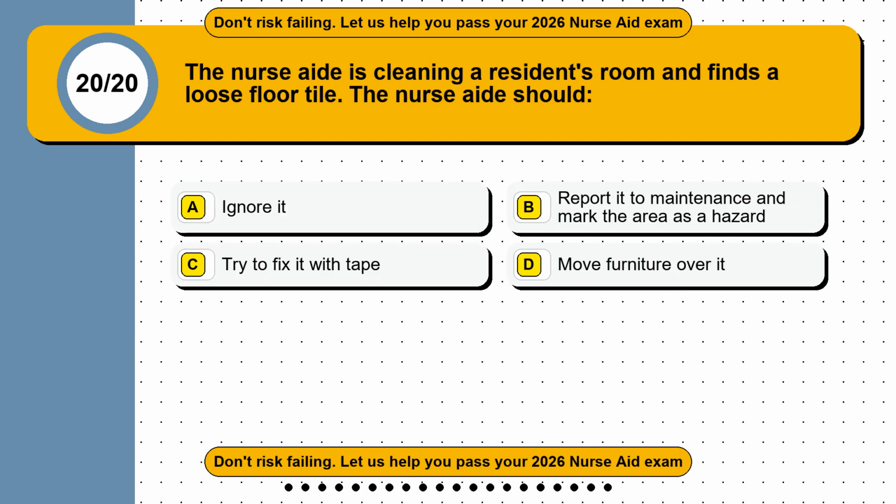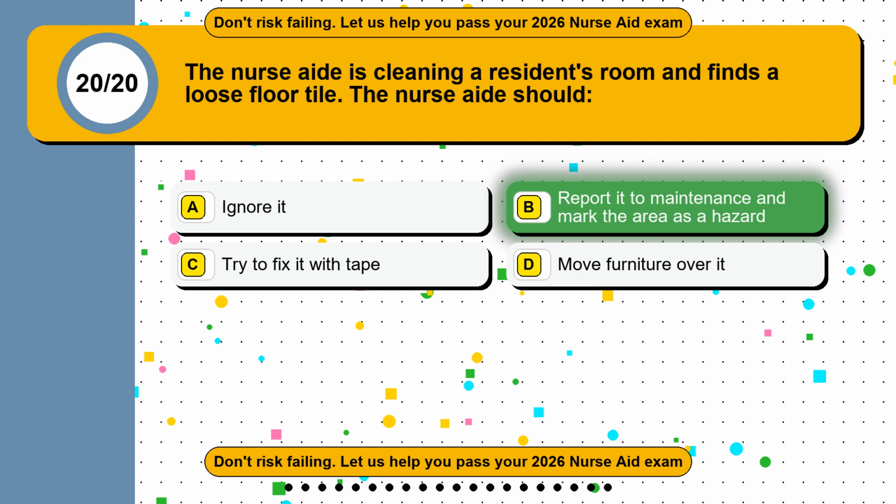Question 20. The nurse aide is cleaning a resident's room and finds a loose floor tile. The nurse aide should: Option A, ignore it. Option B, report it to maintenance and mark the area as a hazard. Option C, try to fix it with tape. Option D, move furniture over it. The correct answer is option B, report it to maintenance and mark the area as a hazard.